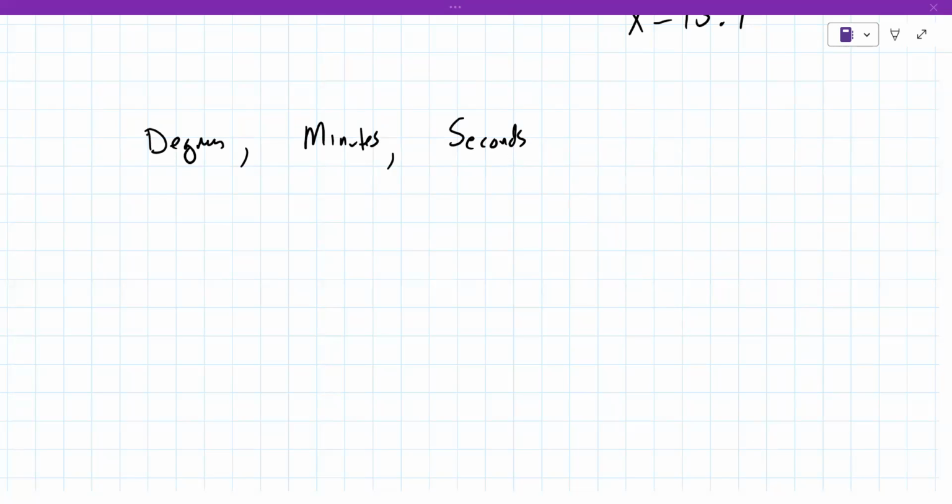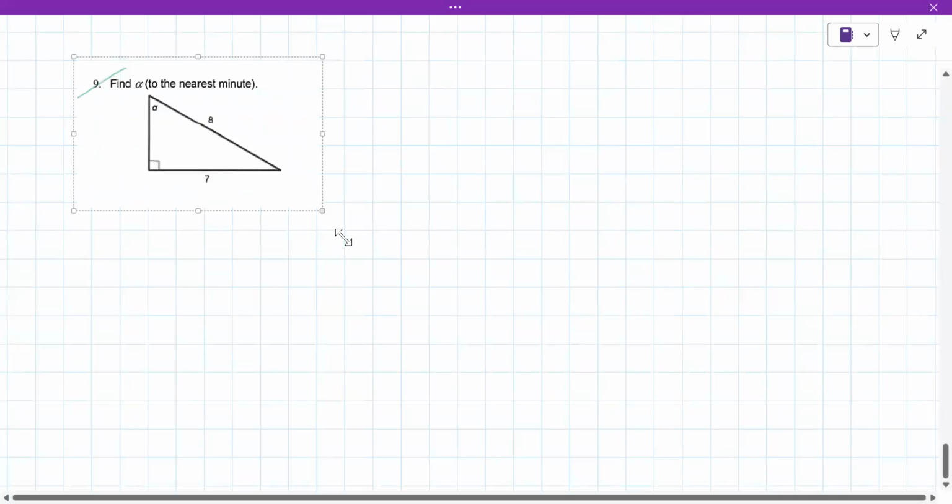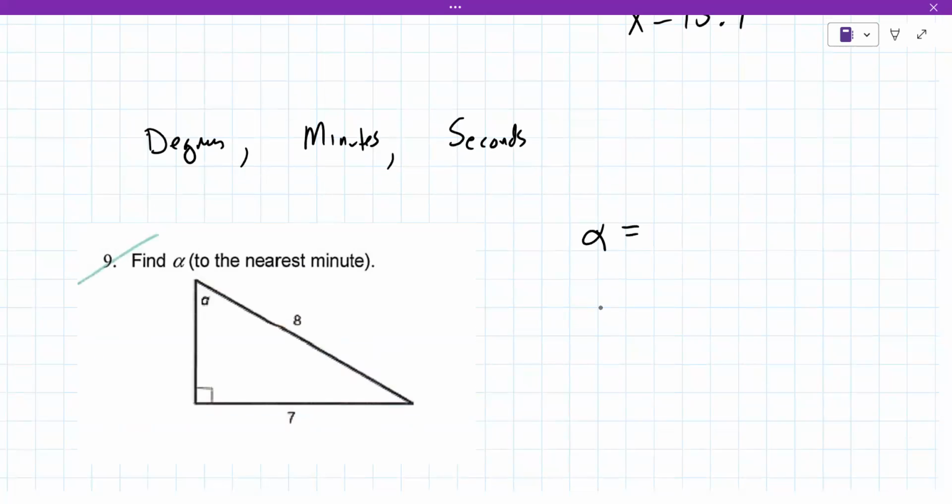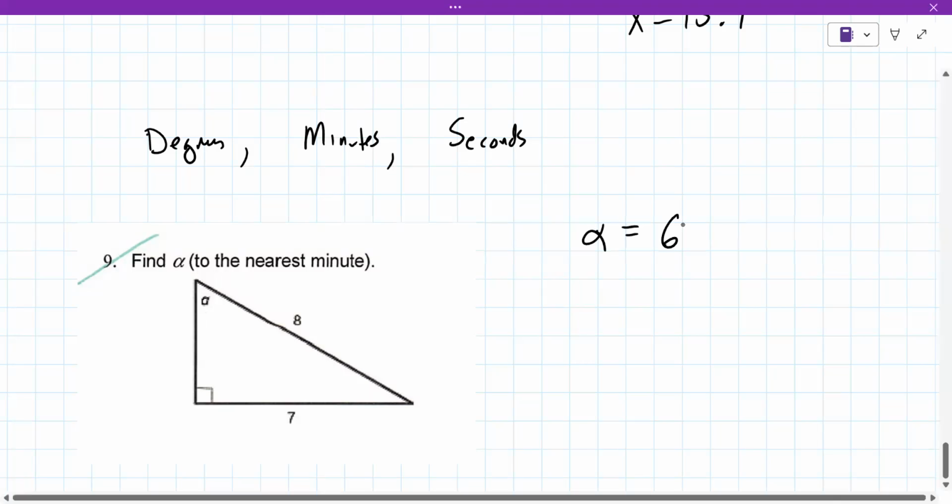There was a problem and I didn't want to make a big deal out of it at the time because it was going to be really confusing. But problem number 9 here said to find your angle to the nearest minute. And what could they possibly mean by that? Well, we ended up finding the answer to this problem. Let me just do it one more time here. I need some decimal places. The angle ended up being 62.734.